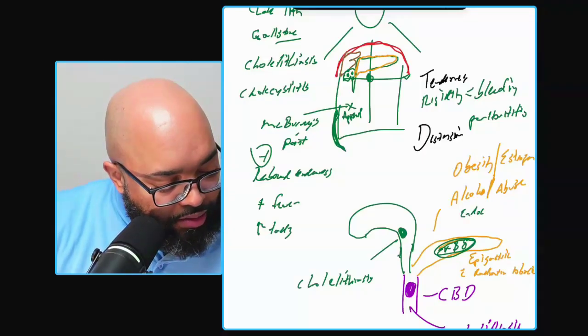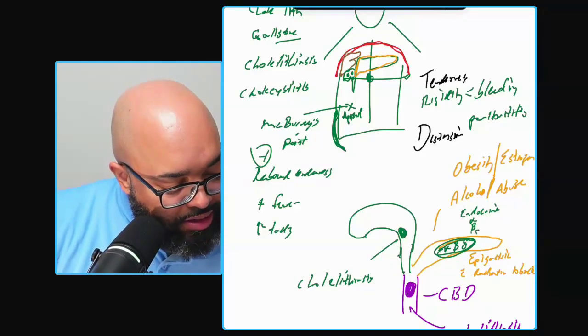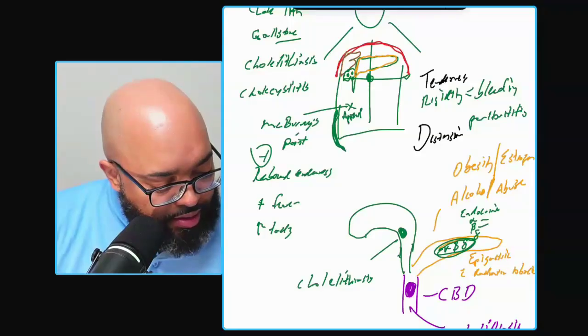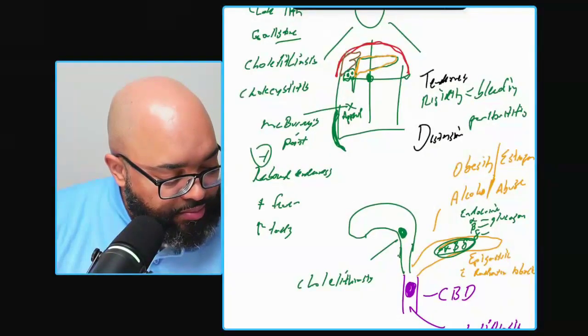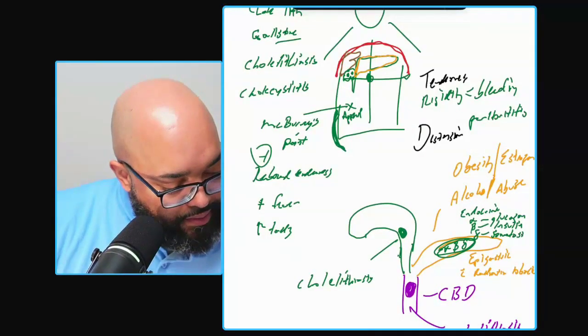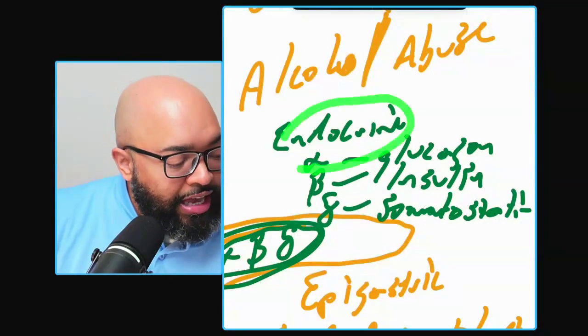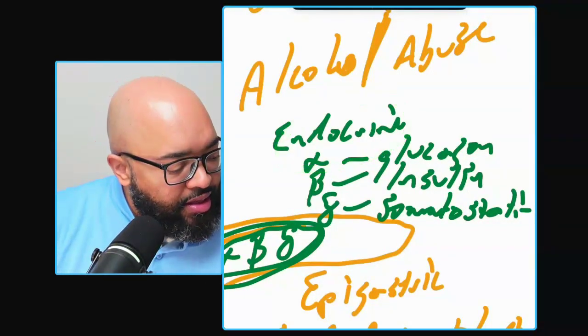So your endocrine pancreas does your hormones. You have alpha, beta, delta. Alpha makes what? Glucagon. Beta makes the insulin, and delta makes somatostatin. I cannot remember how to say that word for the life of me. But those are the endocrine jobs of the pancreas.